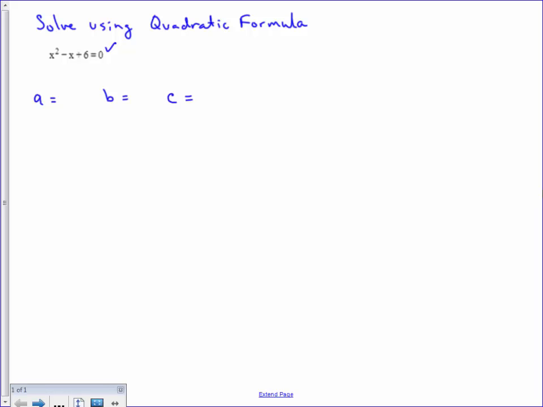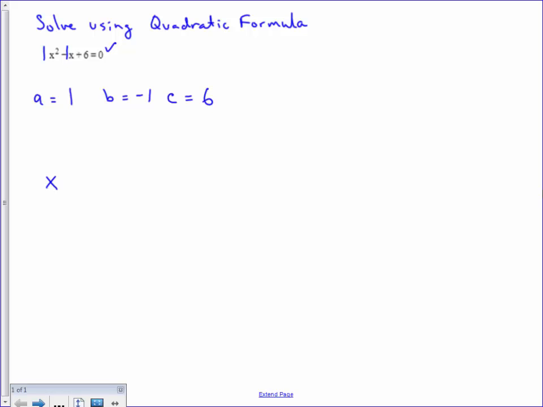A we understand to be the constant value in front of the x squared term. In this case, there is no constant value written, so it would be understood to be a 1. B we understand to be the constant value in front of x. Once again, there's no actual value written, but we can see in this case it would be -1. And then C would be the constant, so this would be 6.